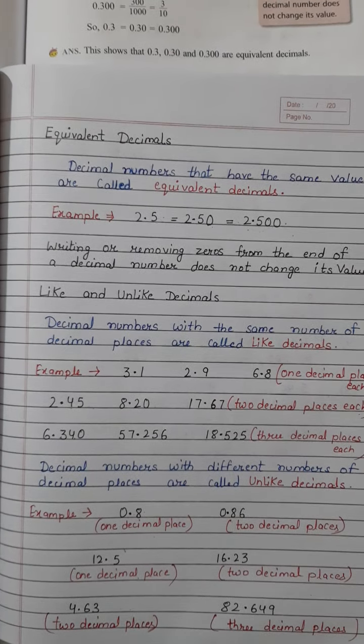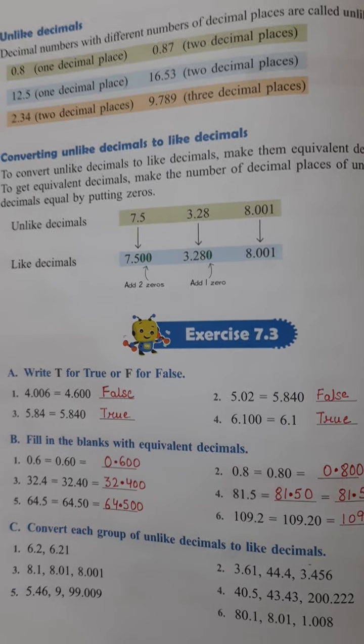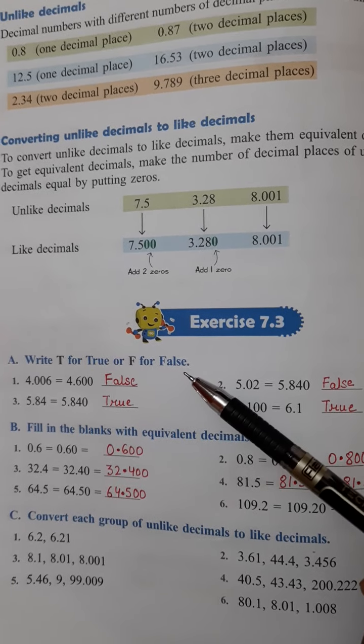Now I have to start the exercise. Exercise 7.3, question number 1: write true or false for each, right?